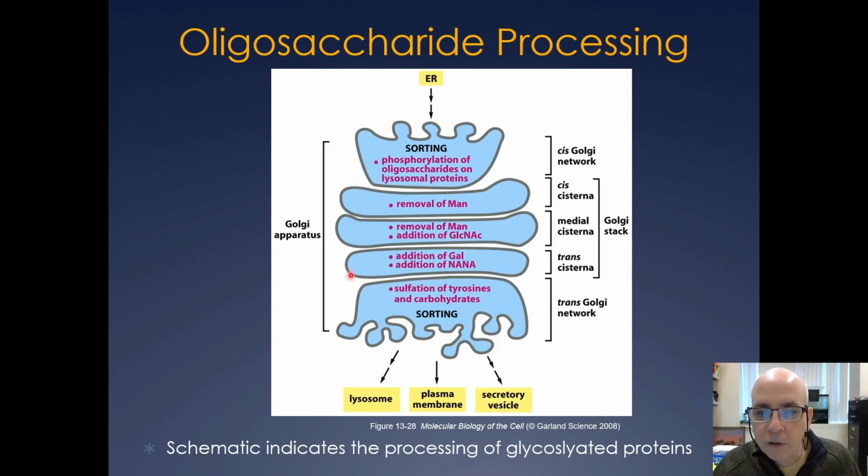I'm a little less concerned that you guys memorize all of these, but it is really important to understand that there is processing of the glycosylation through the Golgi, okay? And depending on how a specific protein is processed, it will then determine whether or not it's headed to the lysosome, the plasma membrane, or into a secretory vesicle.